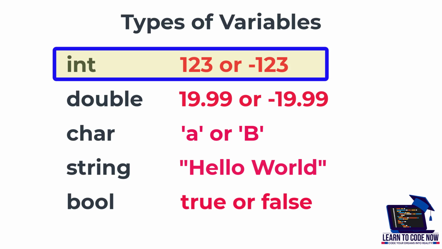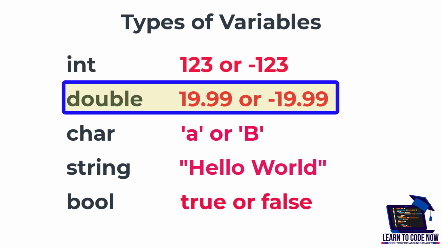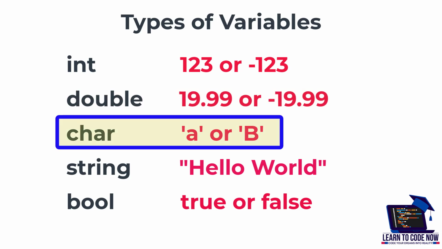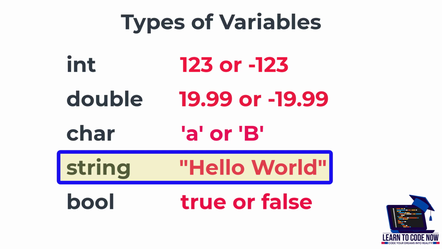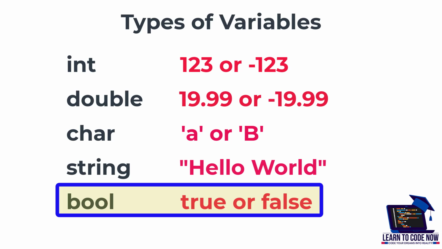These are example values. Next we have double, which stores floating point numbers with decimals such as 19.99 or minus 19.99. Then we have character, char, which stores single characters such as a or b. Character values or char values are surrounded by single quotes. Then we have string, which stores text such as hello world. String values are surrounded by double quotes. And at the end we have bool, which stores values with two states, true or false.